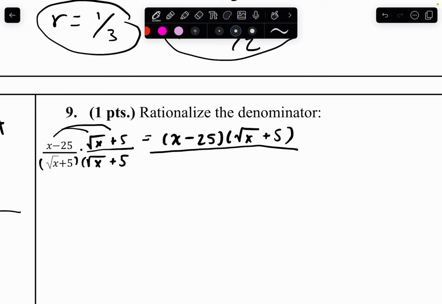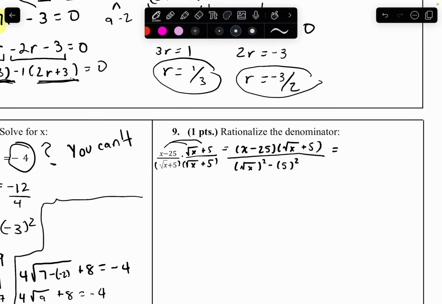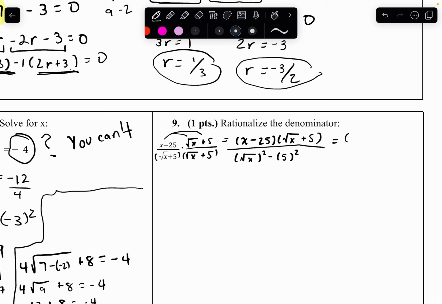Remember, this is a difference of squares, so I can represent this as the square root of x squared minus 5 squared. So I have parentheses x minus 25 square root of x plus 5 over the square root of x squared, which is just x, and 5 squared is 25. Aha, these are the same, so my final answer is just the square root of x plus 5.